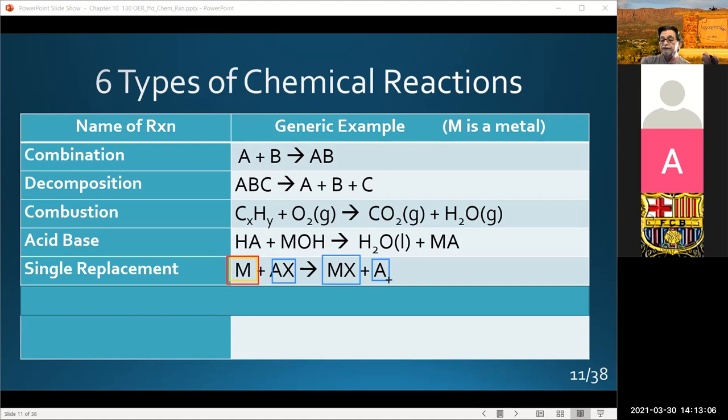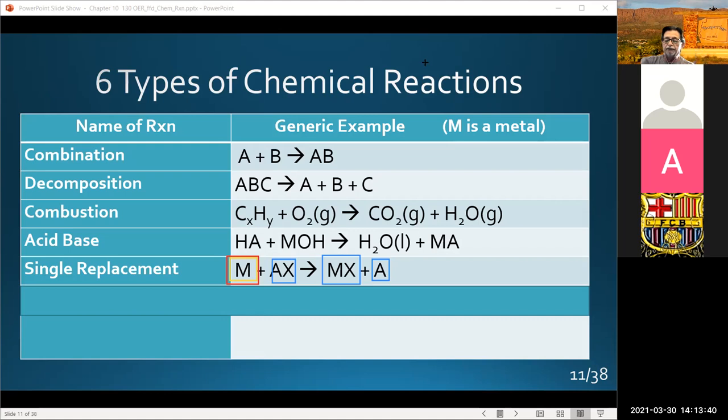Plating is a very good example of a single replacement reaction. When you're plating silver, copper, you can plate all kinds of metals. That metal, chrome for example, that is plated on the surface of some material is an example of a single replacement reaction. The metal that you want plated is in salt form to begin with, and then exchanges places with the other metal.